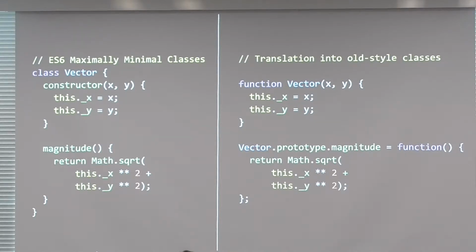ES6 classes are minimal in the sense that they're really based on the same object model as JavaScript had before. So JavaScript for a long time has had this way that you can define a function and then define properties of its prototype. So the function, when you use it with new, creates a new instance of vector. And then when you do an instance.magnitude, that ends up looking up the prototype chain and finding this magnitude method.